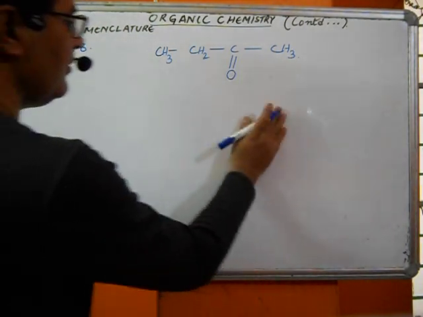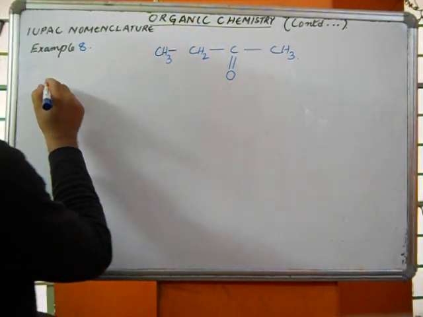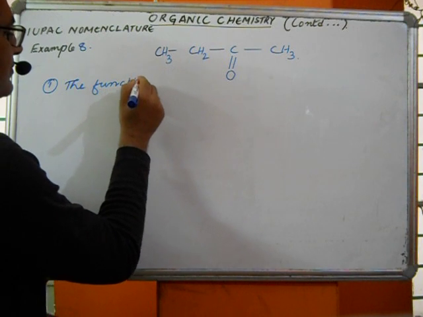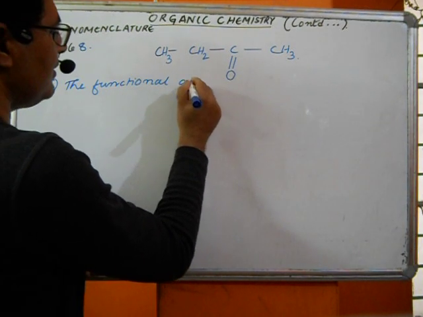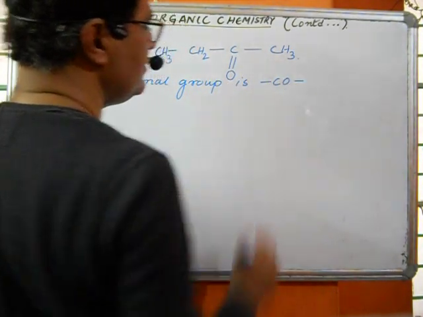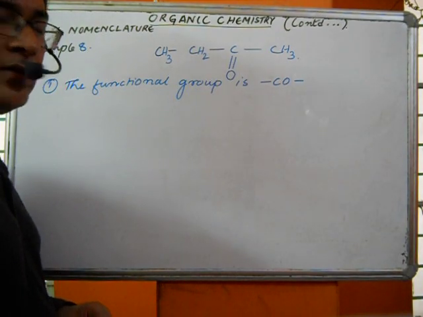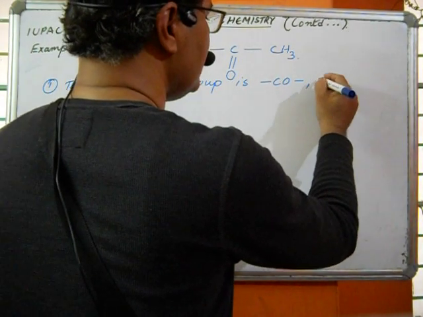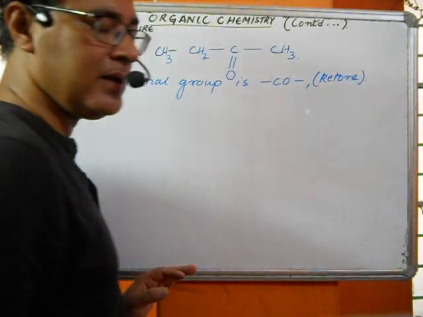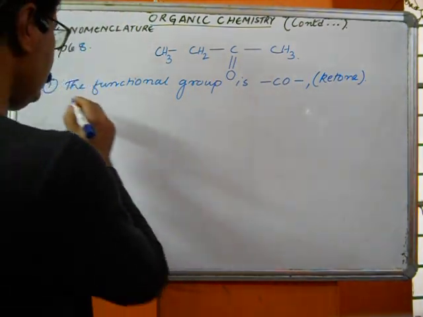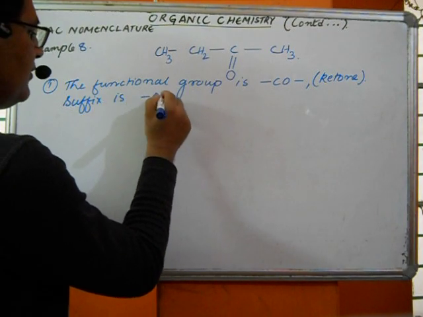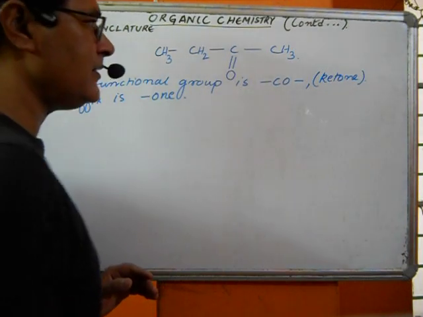So obviously, as you can understand, the functional group is dash CO. This is my functional group, right? Hence it's a ketone. So what will be the suffix? Suffix is dash ONE, on. Right? So let's start off.